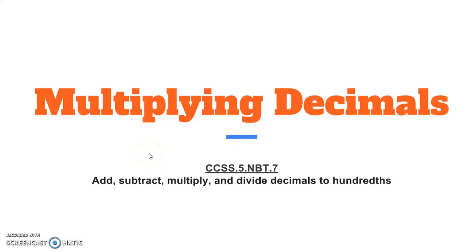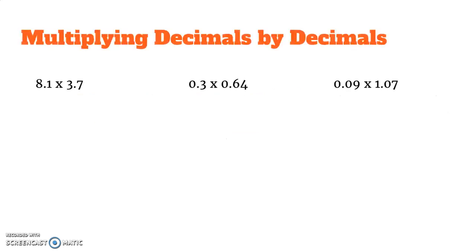Okay, so today we're going to be continuing with our lesson on multiplying decimals. This is the second part, so it's multiplying decimals times decimals, going along still with our Common Core State Standard 5.NBT.7: add, subtract, multiply, and divide decimals to the hundredths. So as I said, we're doing decimal numbers by other decimal numbers. In this lesson, we've got two numbers that both contain a decimal, whereas before, only one of the numbers in our problem contained a decimal point.